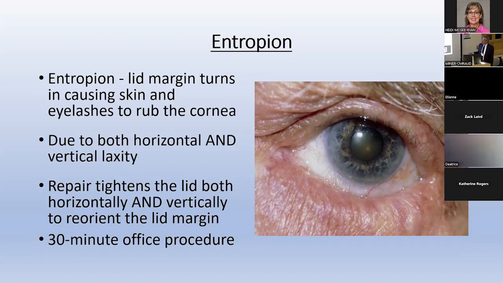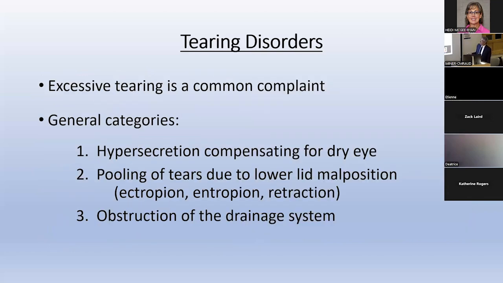But these are easily fixed again in the office, probably takes about 30 minutes, because you have to shorten it both horizontally and vertically. There's even a simpler one called a Quickert, after a Dr. Quickert. Suture repair takes about 10 minutes once they're anesthetized, which may or may not be a permanent solution, but I would offer that on the spot to patients just so they had immediate relief, because this is an uncomfortable condition. Patients come in tearing all the time, and there's 3 different general categories.